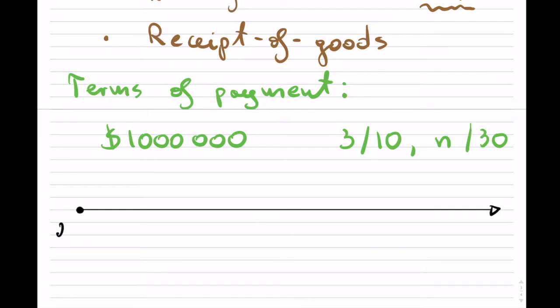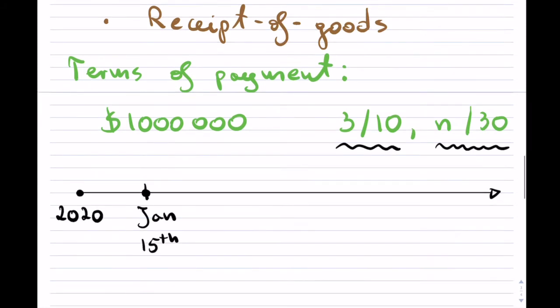Now, it says it was 2020, so I'll put 2020, and it was January. So right here, this is January 15th, and that's when the actual invoice is dated. And now what they said is they gave us these invoice terms. They said 3/10 and N/30. So let's explain all of these.